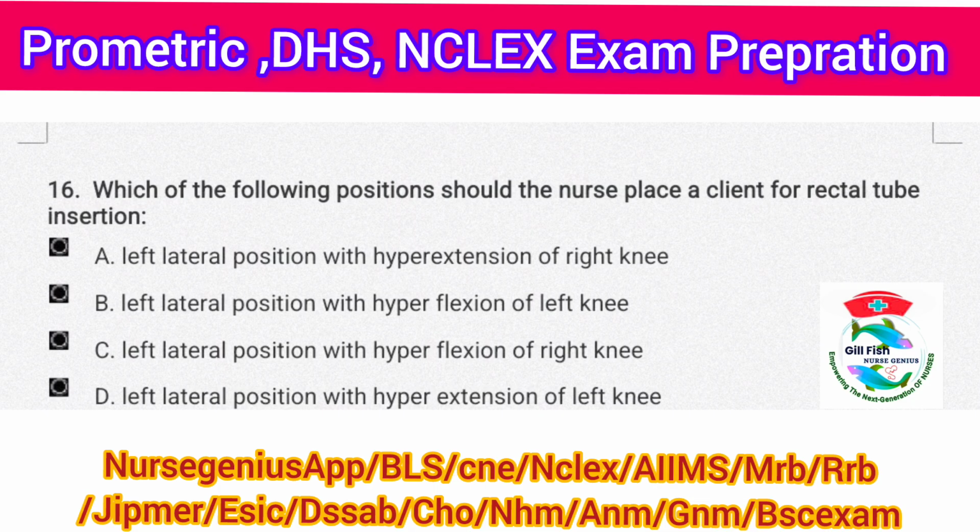Actually, what is the position you have to maintain for rectal tube insertion? When the patient is lying in the left lateral position, the rectum allows the tube to be inserted. So that is why you have to lie the patient down in the left lateral position with hyperflexion of the right knee. So option C will be the correct answer.